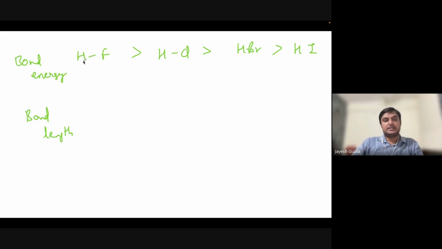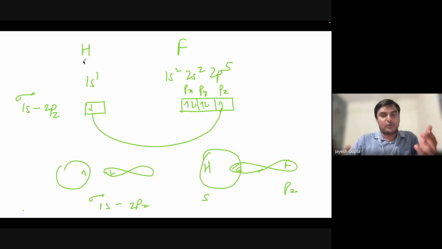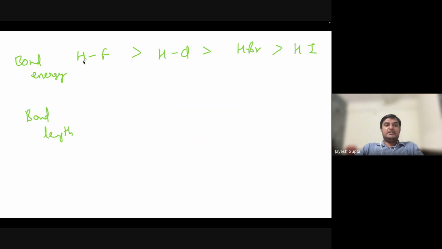Basically, like I told in VBT, how we are drawing orbital overlapping. First you have to write orbitals. For hydrogen it will always be 1s. The sigma bond will be formed between 1s and 2p for HF, 1s and 3p for HCl, 1s and 4p for HBr, and 1s and 5p for HI.